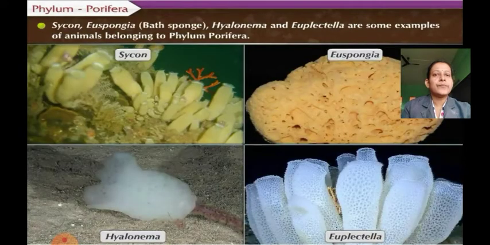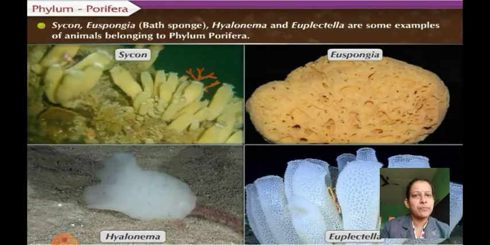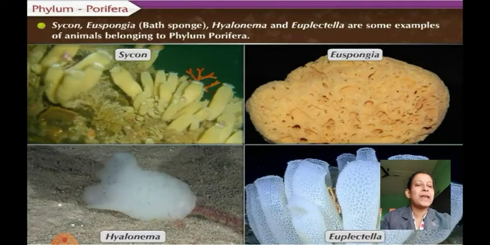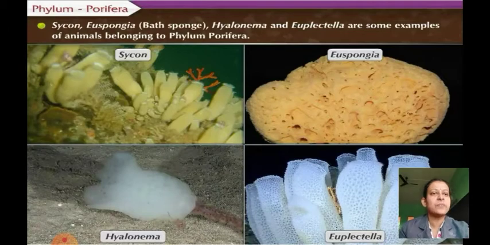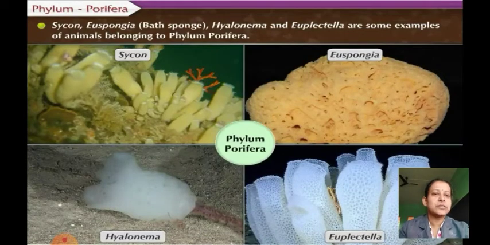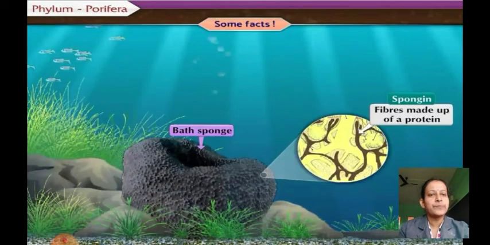Then what are the examples of this? Examples are Scypha, and you can see the diagram of Scypha. Euspongia, also called the bath sponge, we are going to talk about it. Then Hyalonema and Euplectella. All these are some of the examples of poriferans. Now, some of the amazing facts we will see. These all belong to Phylum Porifera.